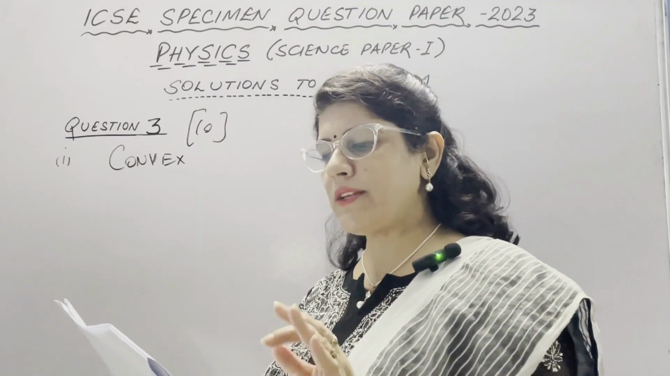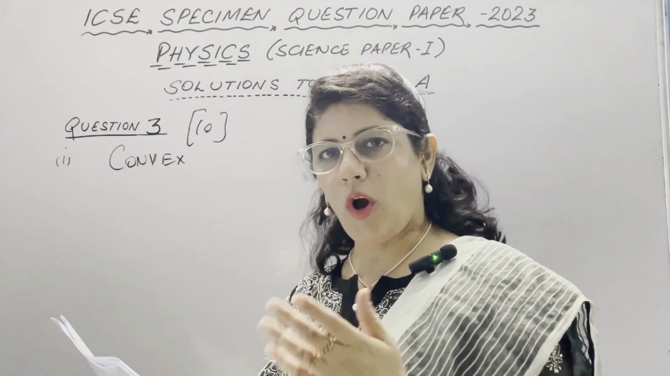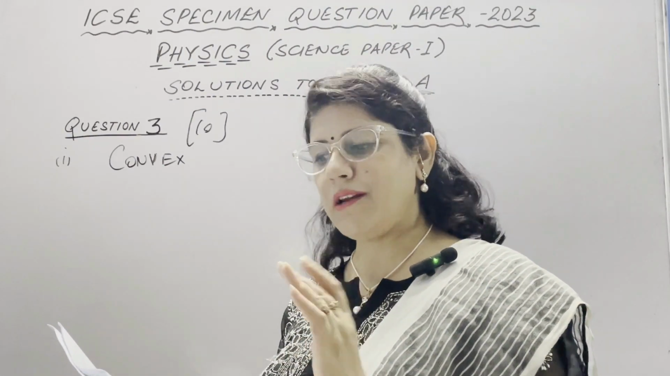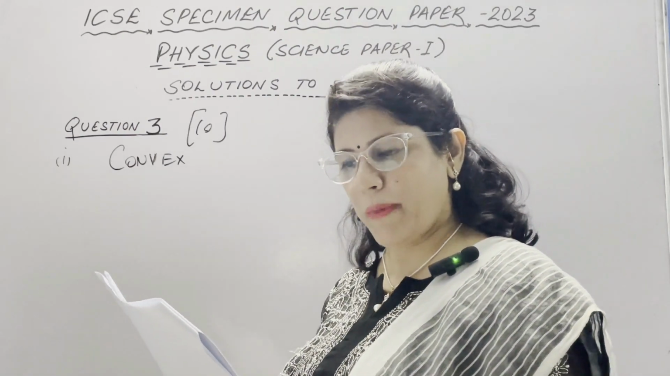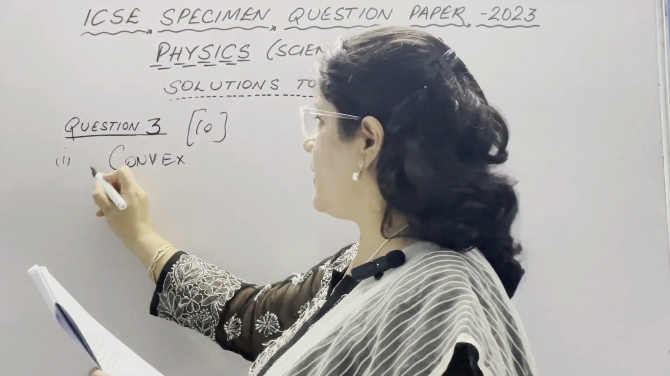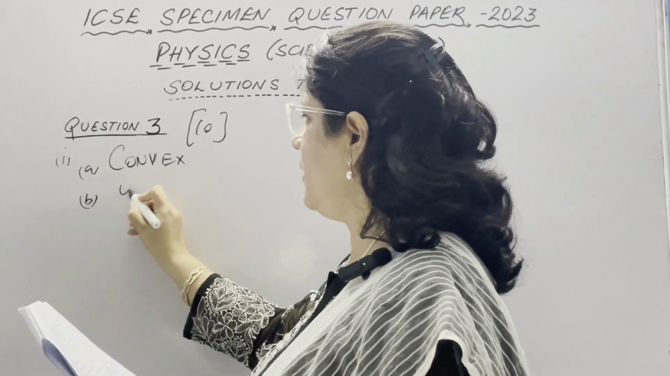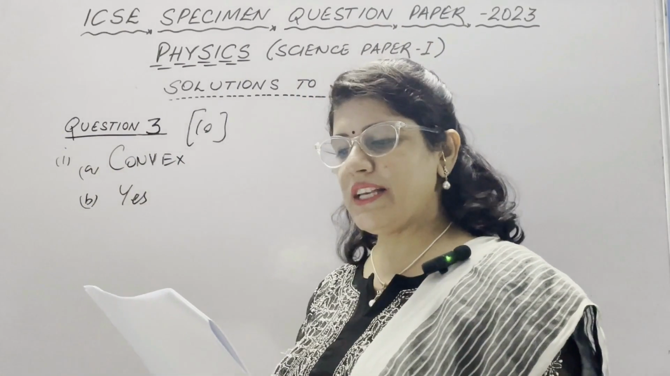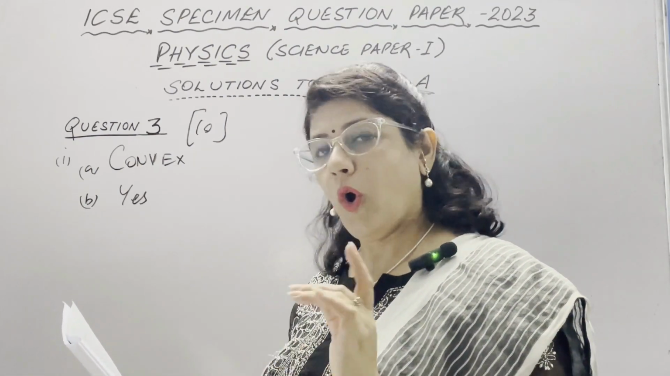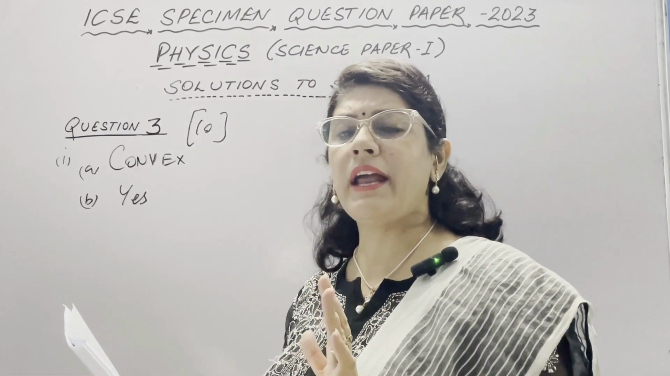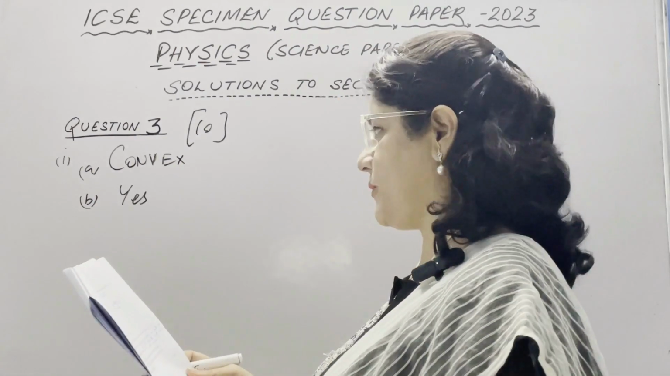We all know that in case of convex lens, image formed is real in 5 cases, and in the last case it is virtual. Next part, is it possible for this lens to form magnified image? Yes, it is possible, because in convex lens we can have magnified image, diminished image, and same size image. Only in the case of concave lens we can have only diminished image.